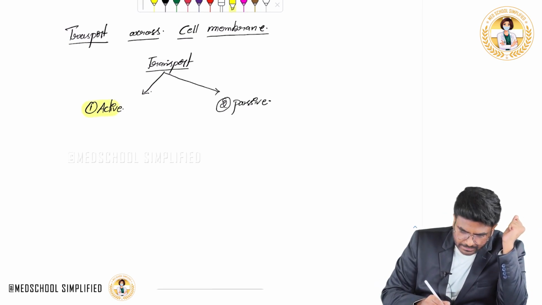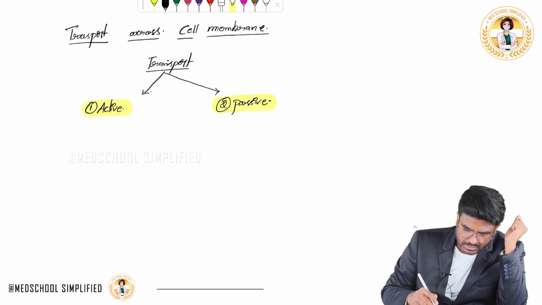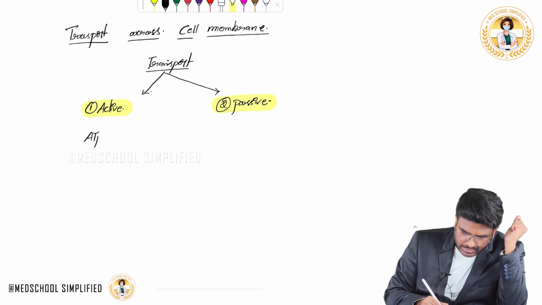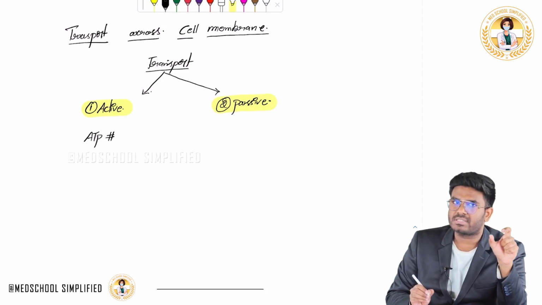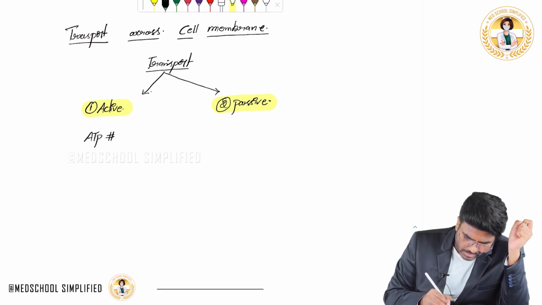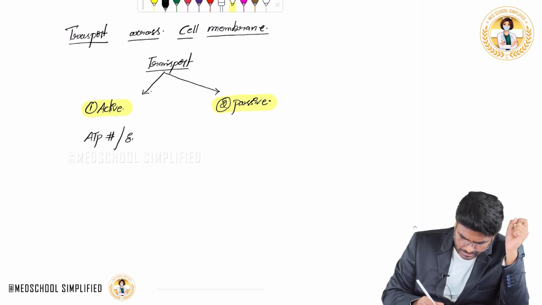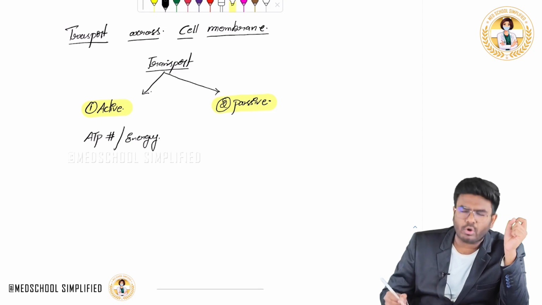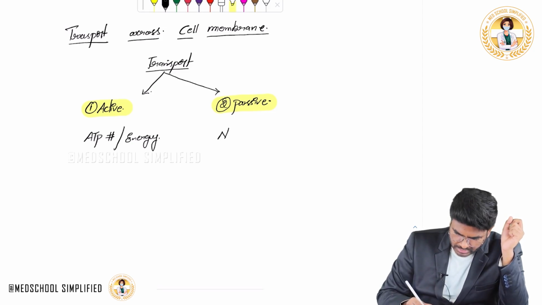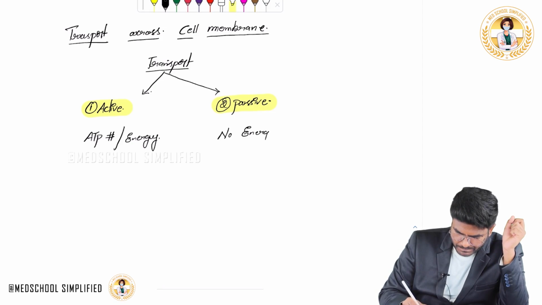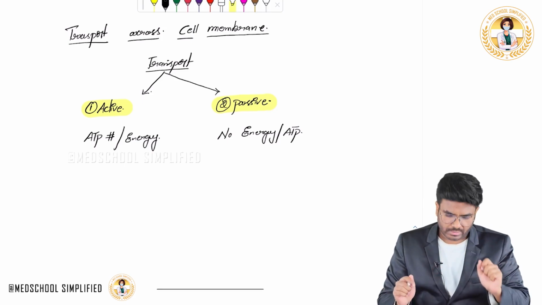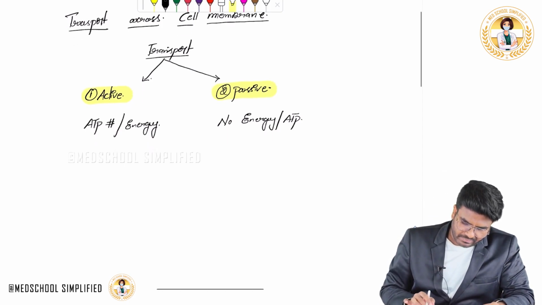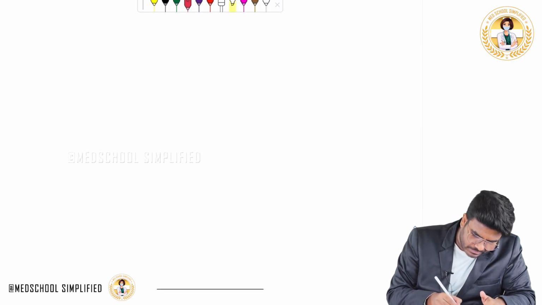So what is the difference between active transport and passive transport? The difference is that if ATP is utilized, if energy is utilized in the process of transport of the substances, then it is called active transport. ATP, or I should say, energy. In passive transport, no energy or ATP is involved. Having said that, first let's begin with our topic, active transport.